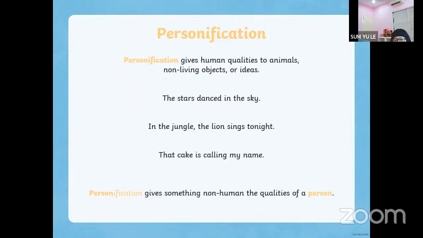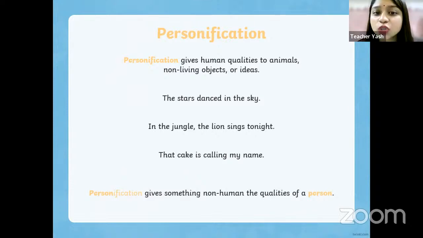The star dances in the sky. In the jungle, the lion sings tonight. That cake is calling my name. Personification gives something non-human the quality of a person. So personification gives human qualities to animals and non-living things, objects, or ideas.